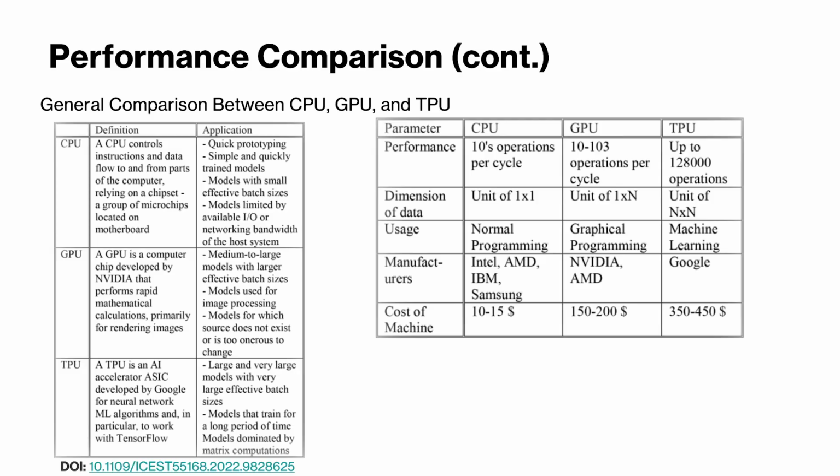And when looking at the performance, you can see that the difference between CPUs and GPUs is rather big, as GPUs are able to complete more operations per cycle. But we can see with TPUs, when performance comes to specifically AI machine learning usages, can go up to 128,000 operations per cycle. We also see that the only manufacturer of a TPU is Google, which will be talked about shortly, and the cost might be a little bit higher than that of a GPU of the same caliber.